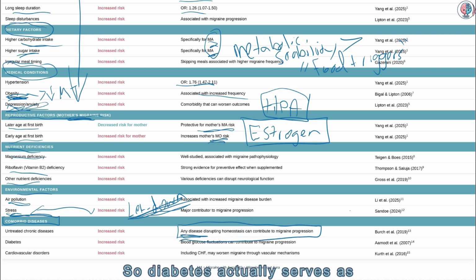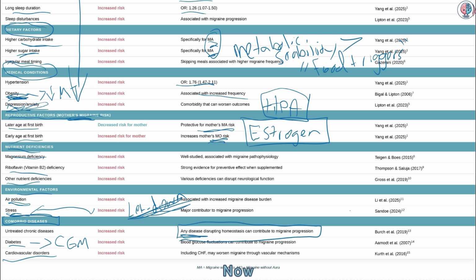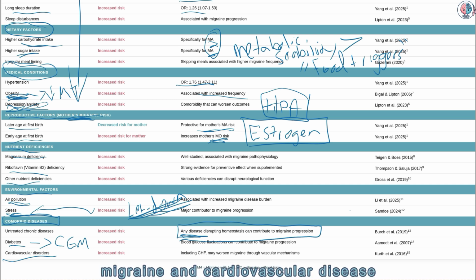So diabetes actually serves as an excellent example. In fact, migraine patients should consider having a CGM or continuous glucose monitor. Well, for type 2 anyway, because almost everyone with type 1 diabetes does have a CGM these days. And cardiovascular disorders, especially conditions like congestive heart failure, they can impact migraine through vascular mechanisms and altered cerebral blood flow. Now, there's a bidirectional relationship between migraine and cardiovascular disease, particularly in women.